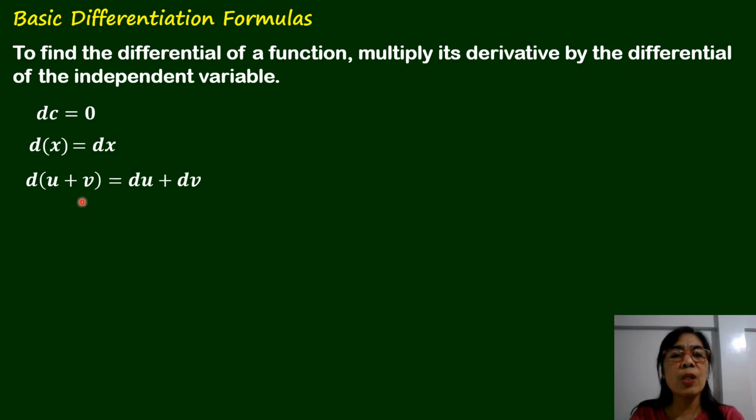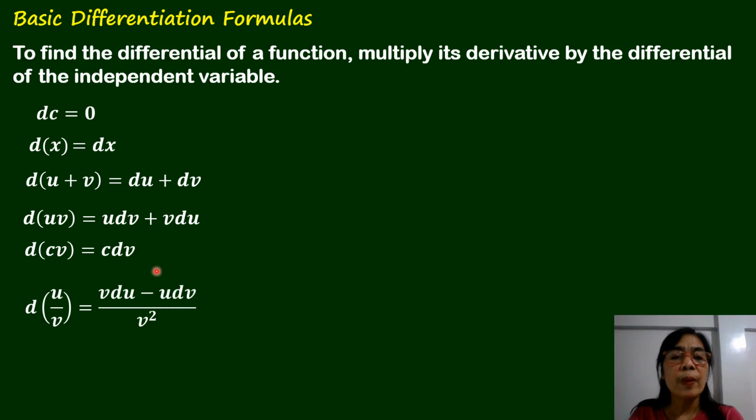The differential of sum is equal to the sum of the differential of each term. The differential of a product is equal to the first factor times the differential of the second factor plus the second factor times differential of the first factor. The differential of a product with a constant factor, you just write the constant factor and then you multiply the differential of the remaining factor. The differential of a quotient is equal to the denominator times the differential of the numerator minus the numerator times the differential of the denominator all over the square of the denominator.